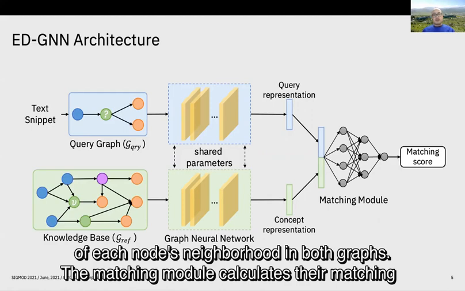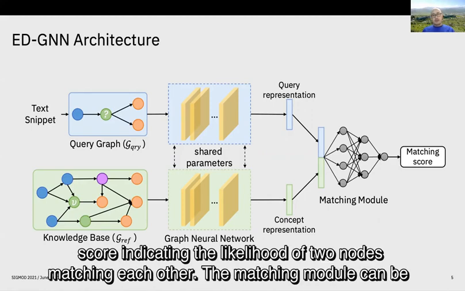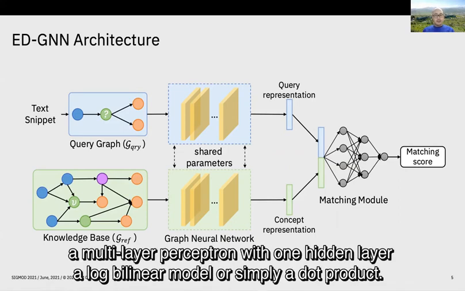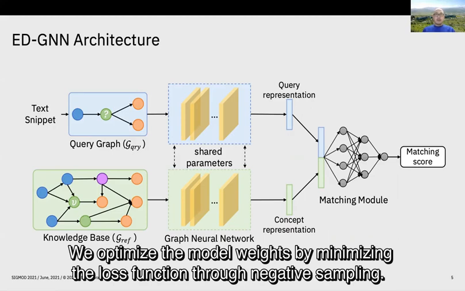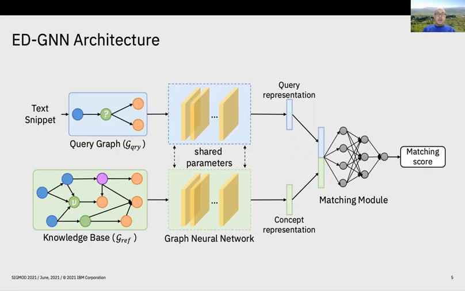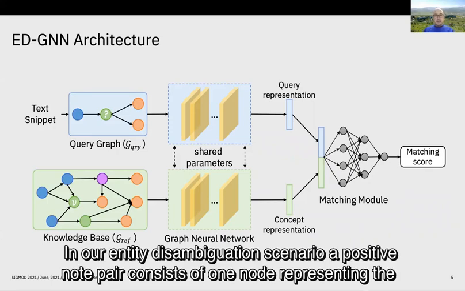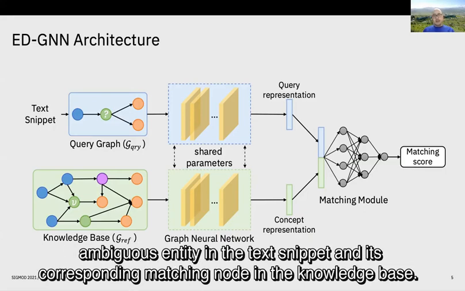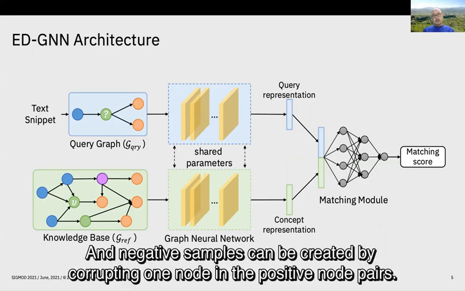The matching module calculates their matching score, indicating the likelihood of two nodes matching each other. The matching module can be a multi-layer perceptron with one hidden layer, a log bilinear model, or simply a dot product. We optimize the model weights by minimizing the loss function through negative sampling. In our entity disambiguation scenario, a positive node pair consists of one node representing an ambiguous entity in the text snippet and its corresponding matching node in the knowledge base. And negative samples can be created by corrupting one node in the positive node pairs.